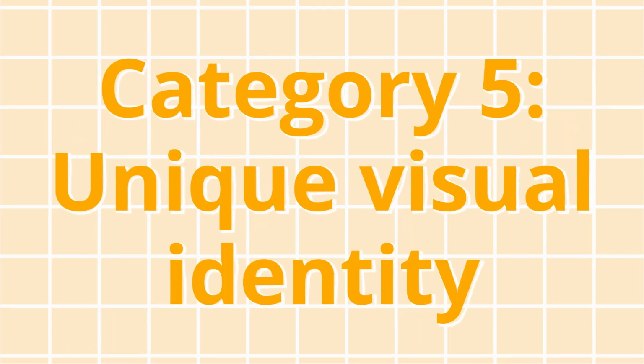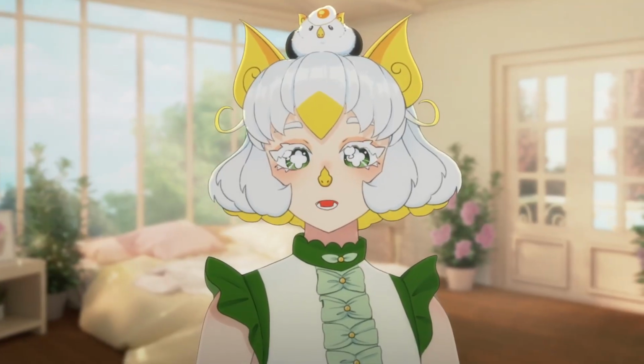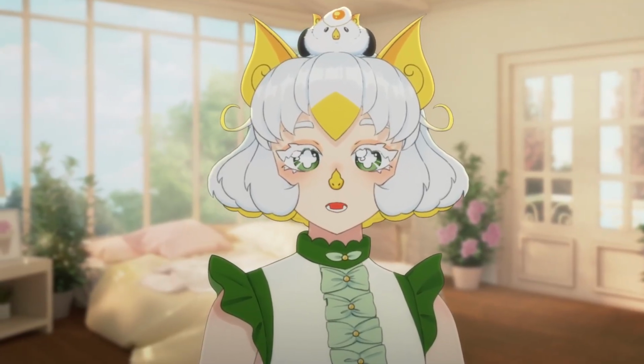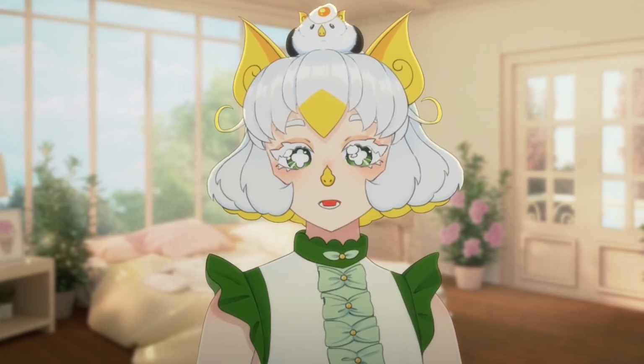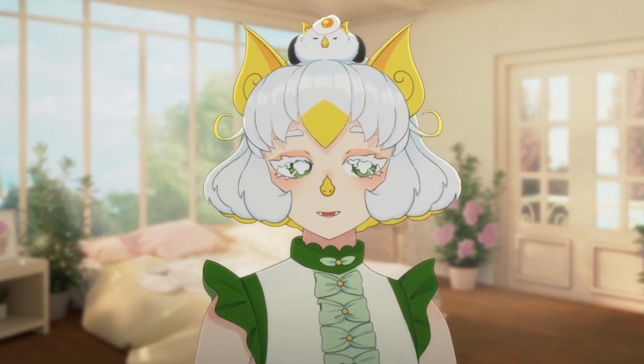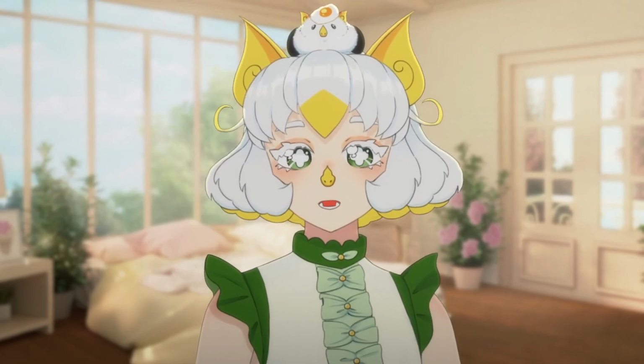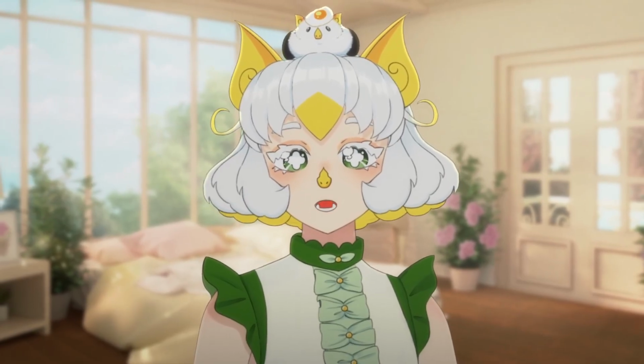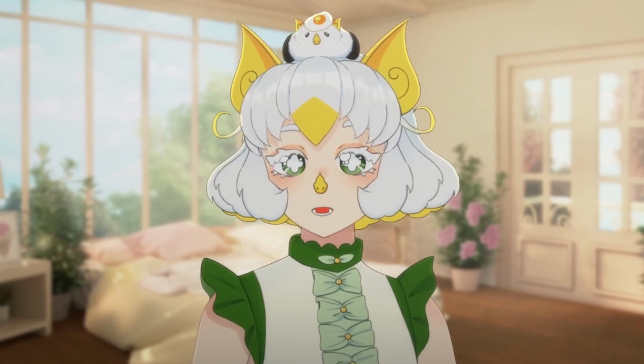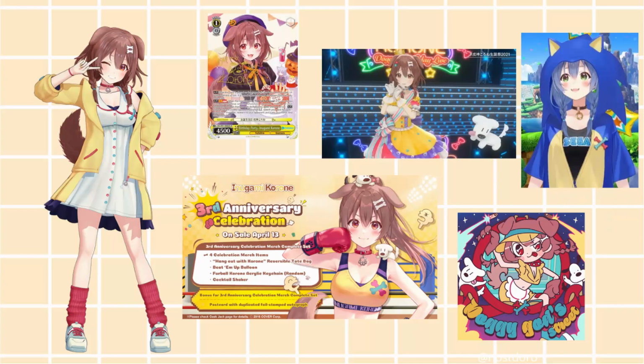Category 5, unique and iconic visual identity. Having a unique and iconic visual identity, in my opinion, is the most important part of a VTuber's design, and yet also the most subjective. Essentially, having an iconic visual identity means that the design not only stands out from the current VTuber characters out there, but the future ones too. This gives a character recognizability and longevity in a plethora of contexts.